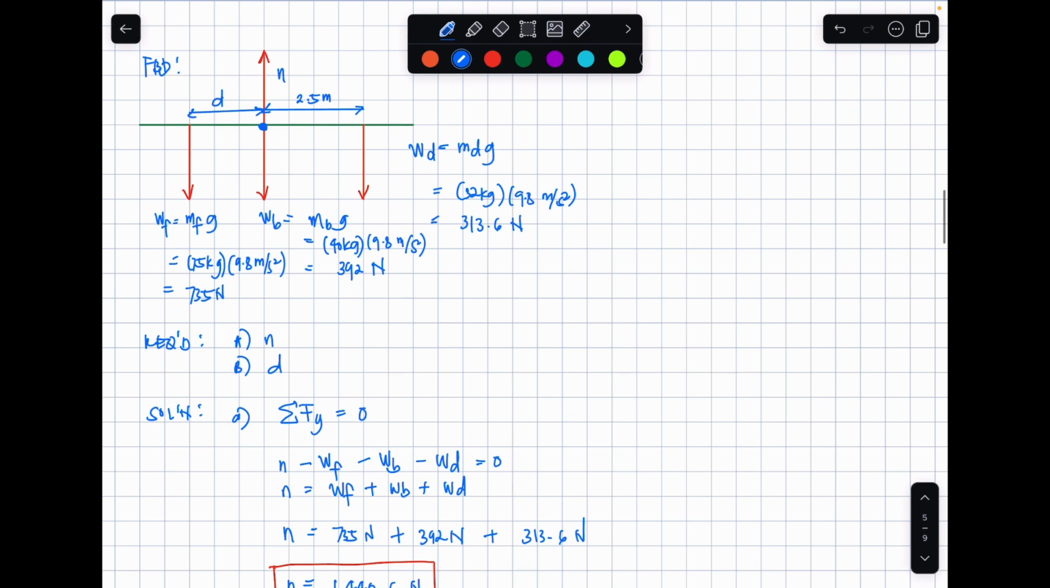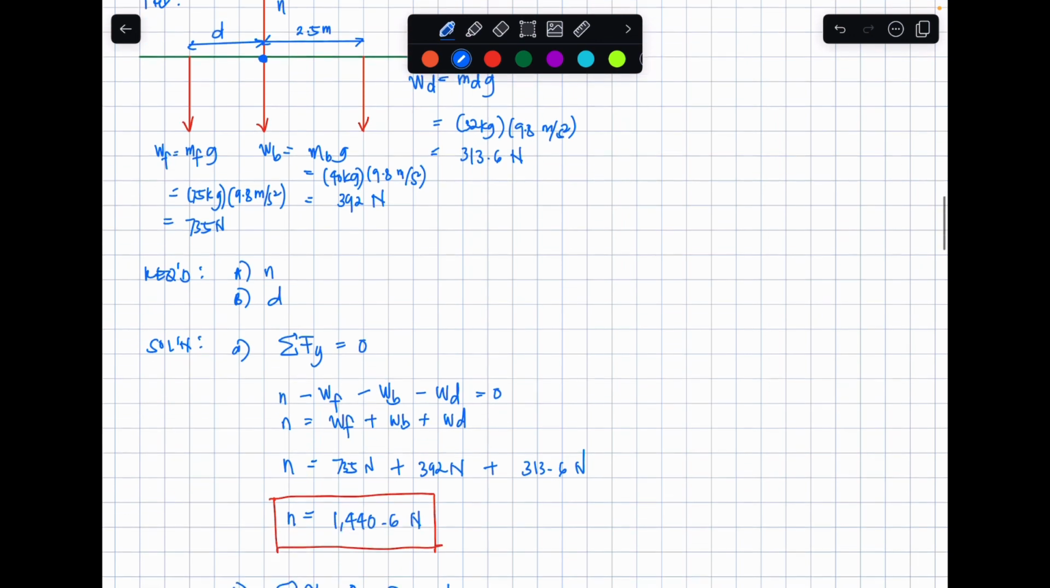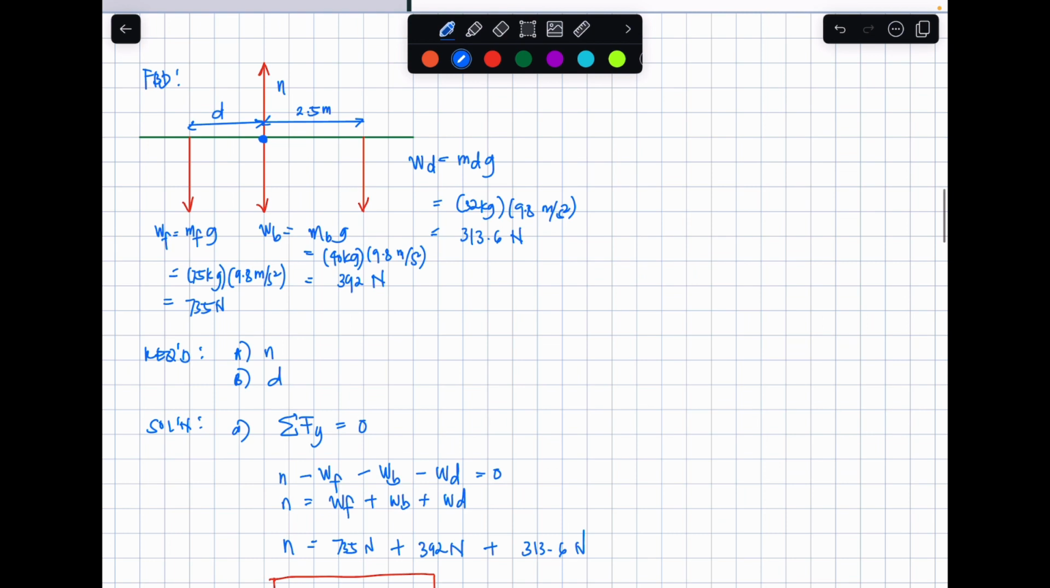At the fulcrum point, we consider the torque to be positive if it is counterclockwise, and if it is clockwise, that will be negative. In this case, the weight of the father would move counterclockwise to the fulcrum point, unlike the weight of the daughter, which would be clockwise, proceeding to the fulcrum of the seesaw.